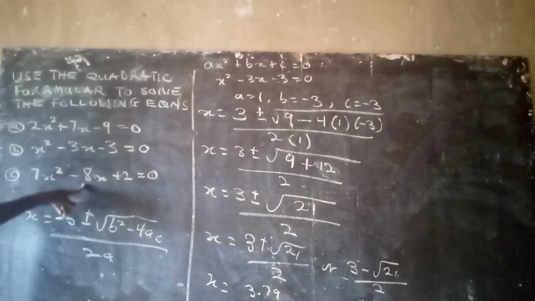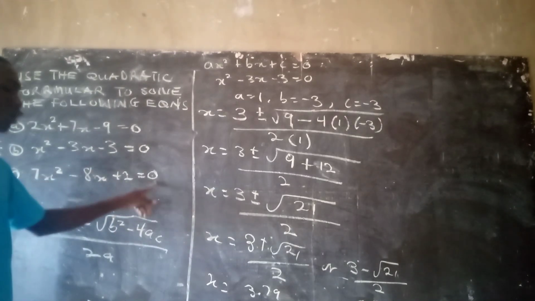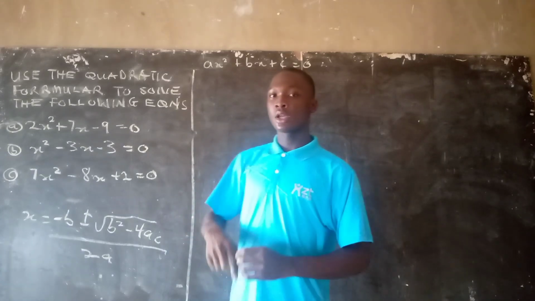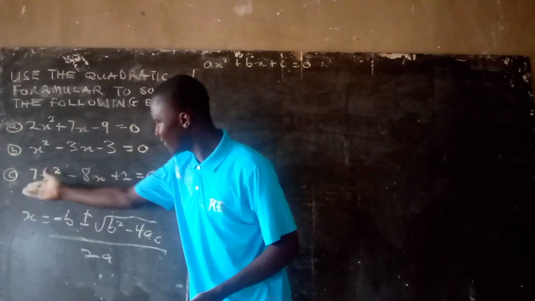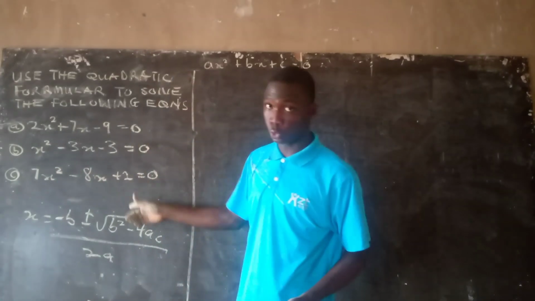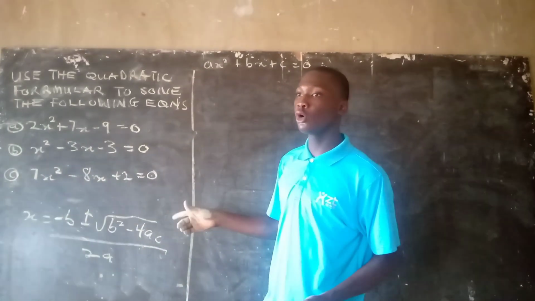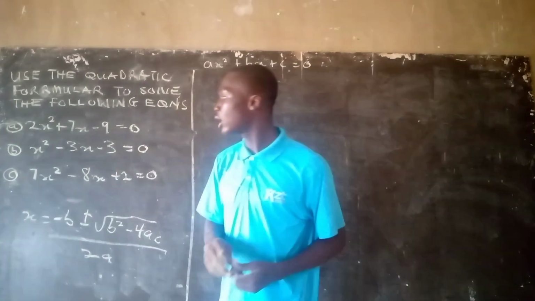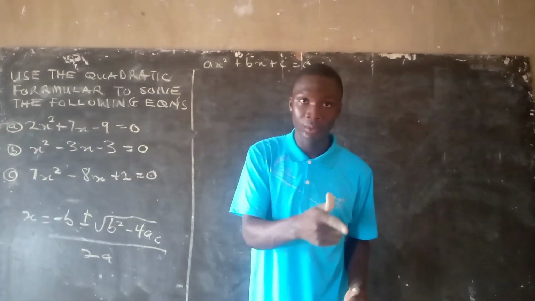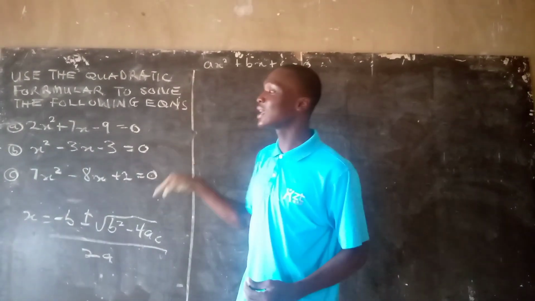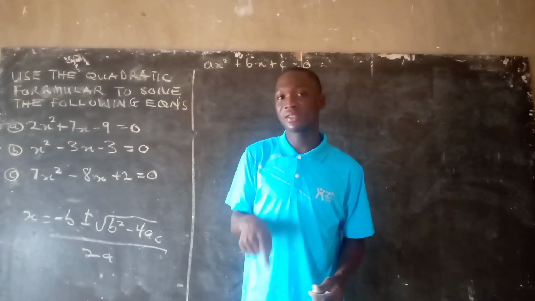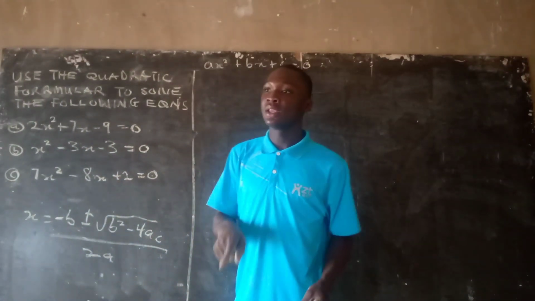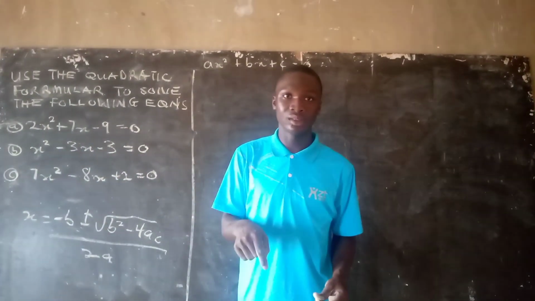7x squared minus 8x plus 2 is equal to 0. Okay, viewers, I initially wanted to solve the C, 7x squared minus 8x plus 2 is equal to 0. But I want to know how you are following the lesson. So now I will give this one to you to go and solve. You have to write your answer in the comment section.